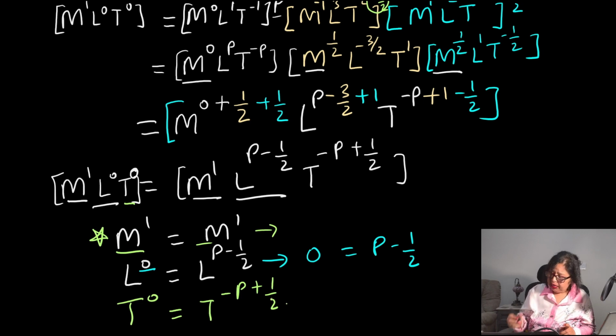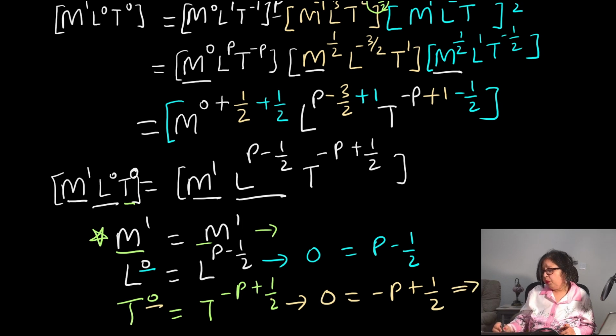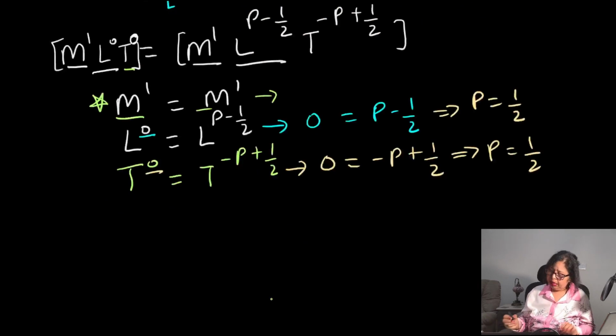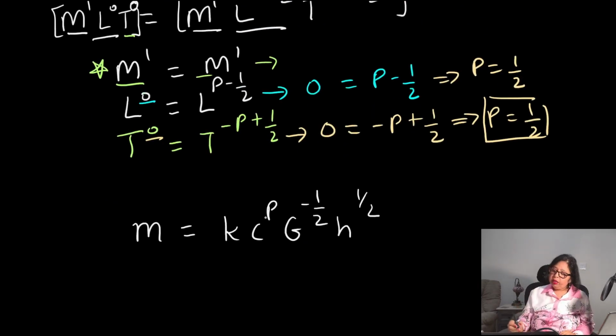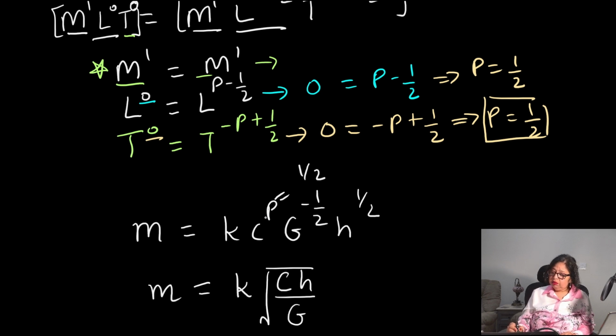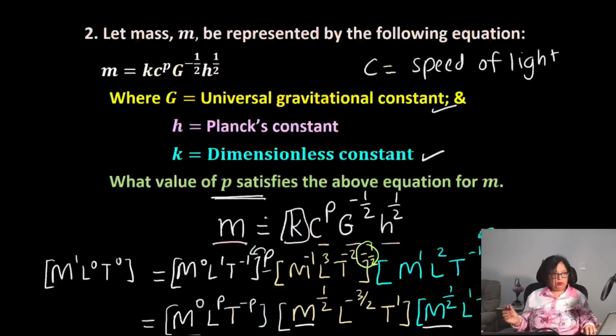And for the last one, you get this 0 equals minus p plus 1 half. Well, they both give you p equals 1 half. And that's what you were asked to solve for p. And this p is equal to 1 half. That means this is equal to k times the square root of ch over g. This is your equation for m. So there it is done.